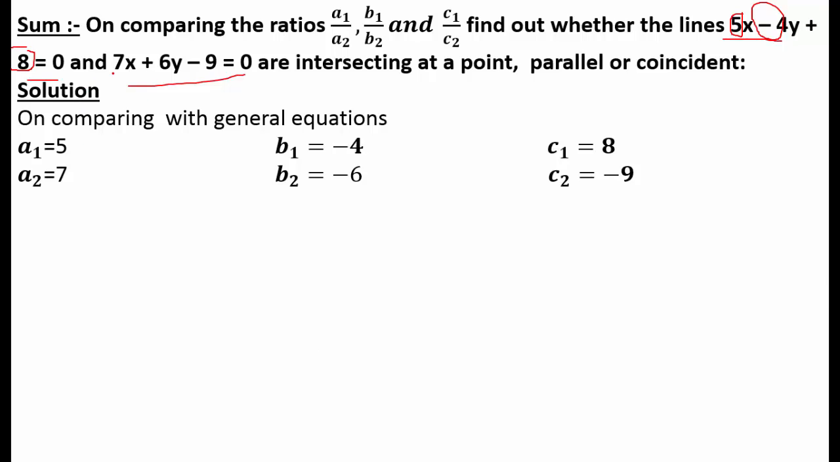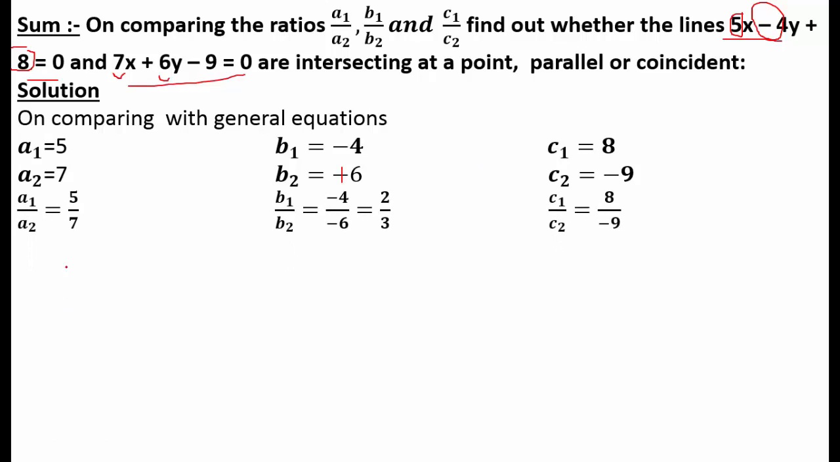Now a2 will be 7, b2 is... Student, please check the correction in this once. I think here there will be a positive sign. So this will become our +6. This is +6 and c1 equals 8 and c2 is -9. First a1 a2 b1 b2 and c1 c2 are written here. Now find the ratio of a1 a2, b1 b2 and c1 c2.